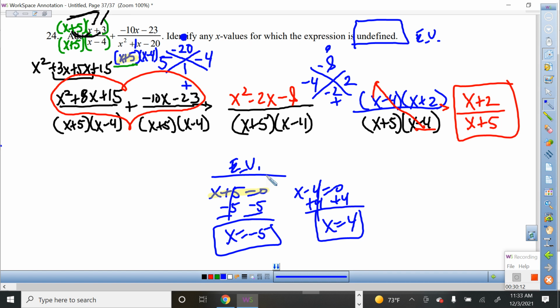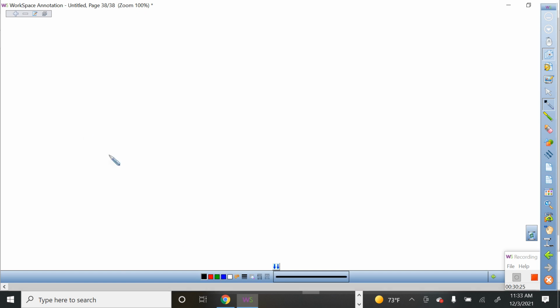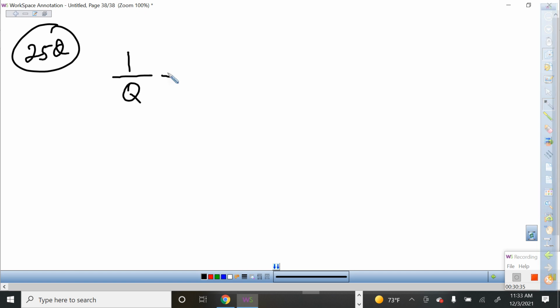Alright, shall we? Number 25, copy this. Let's see, oh, I like this one. 1 over q divided by q minus 23 over 23q. And for this one, all we're going to do, instructions, divide and simplify.